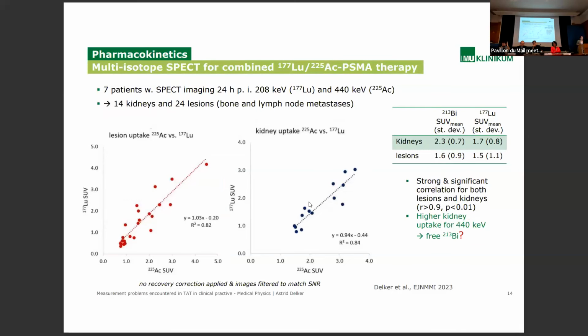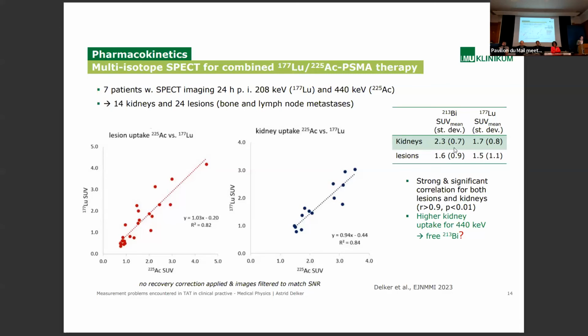In a patient cohort with combined lutetium and actinium PSMA treatment, we investigated the SUV mean in lesions and kidneys for the upper photo peak of actinium and the upper photo peak of lutetium at 24 hours. And what you can see here is that the SUV mean in the lesions and in the kidneys shows a strong and also significant correlation. But what we also observed is that the SUV mean for the bismuth is significantly higher in the kidneys, and this already indicates some accumulation of free bismuth in the kidney.